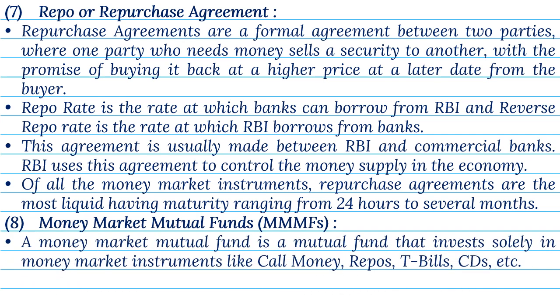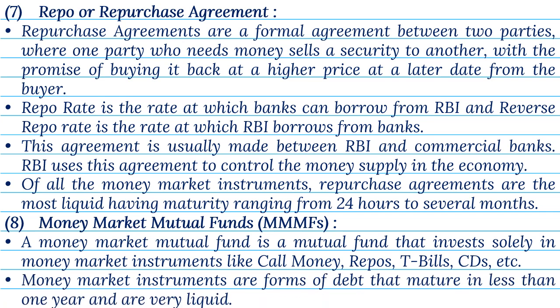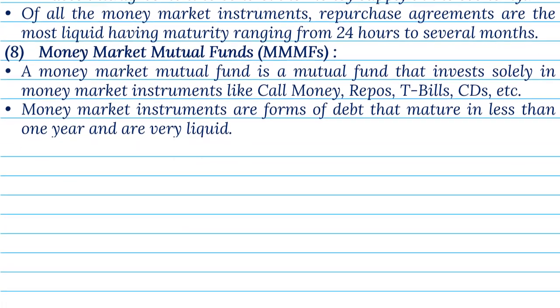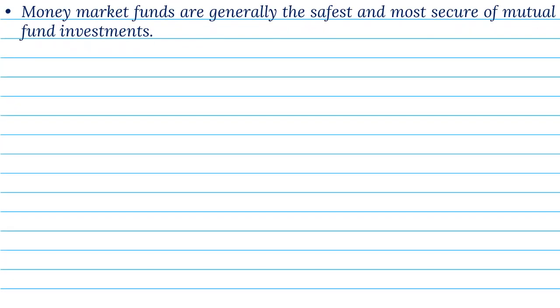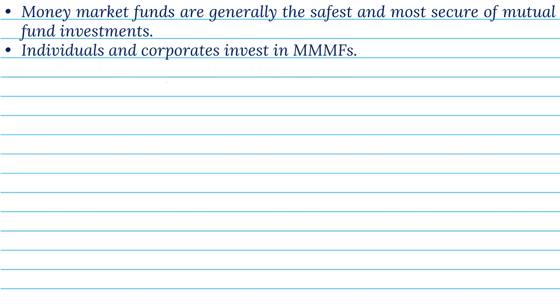8. Money market mutual funds, MMFs. A money market mutual fund is a mutual fund that invests solely in money market instruments like call money, repos, T-bills, CDs, etc. Money market instruments are forms of debt that mature in less than 1 year and are very liquid. Money market funds are generally the safest and most secure of mutual fund investments. Individuals and corporates invest in MMFs.